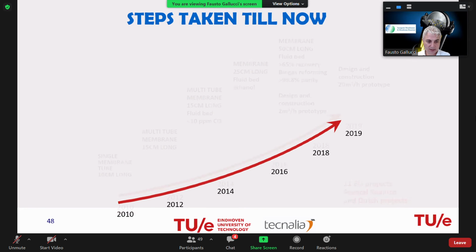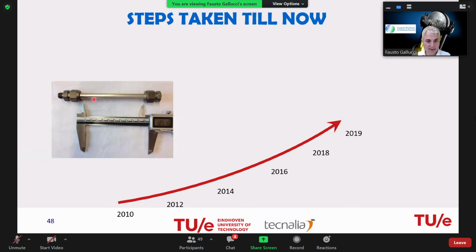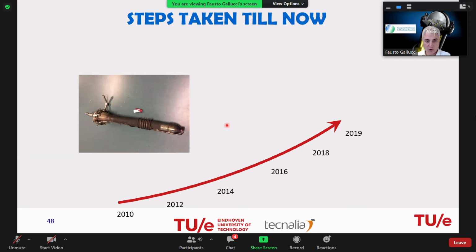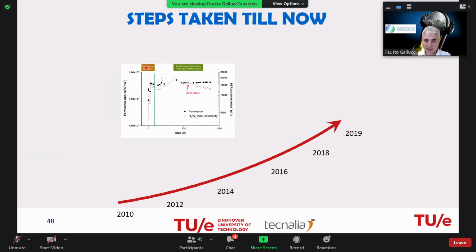If you allow me, these are a few pictures. You see that we start from a very small membrane. We increase the length of the membrane, small reactors, then put more membranes in the reactor. Then we did the first milestone, 1,000 hours of pure hydrogen production.